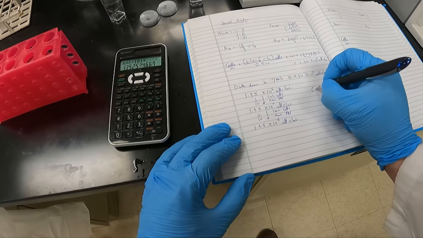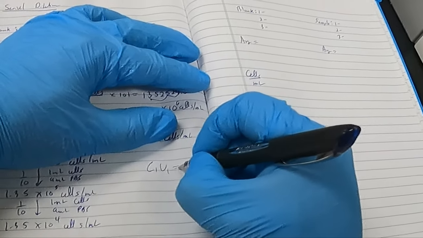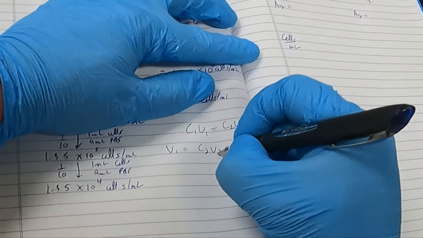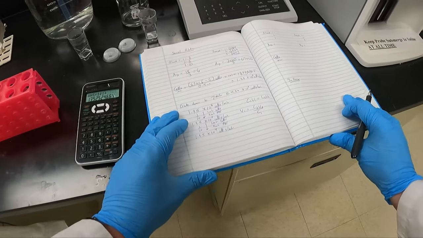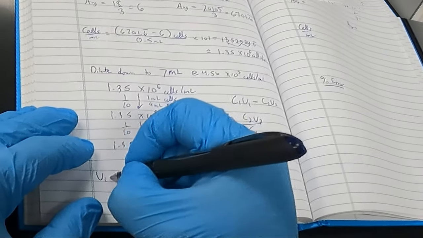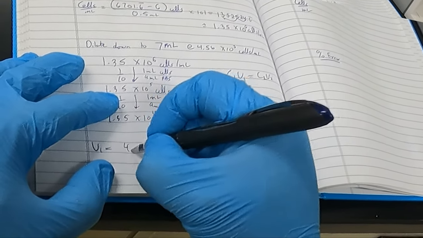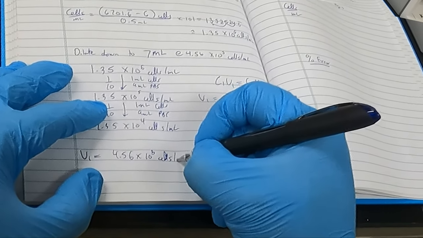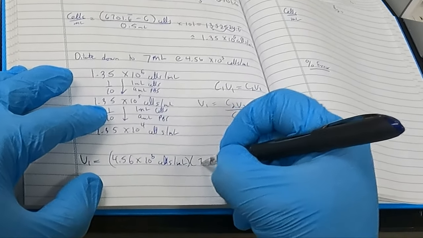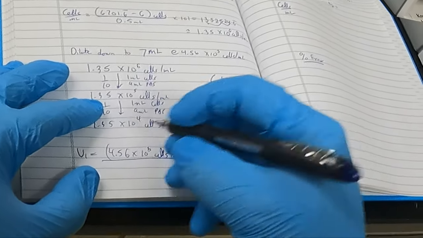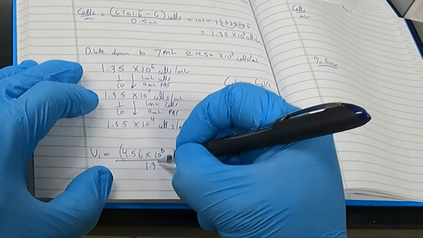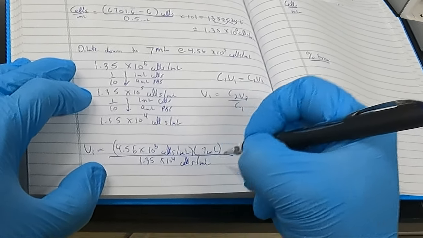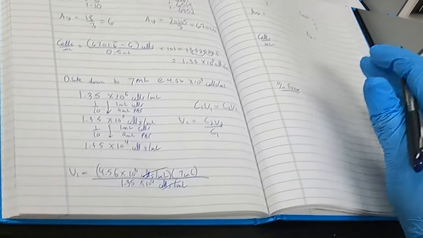Now that I have it in the ballpark, I will use C1V1 equals C2V2 to solve for my final dilution. What I want to know is how much of the 1.35 times 10 to the 4 I need, the V1. So I put down my C2, my final concentration, put down my final volume, 7 mils. I divide by the 1.35 times 10 to the 4. This will tell me the volume I need of that to create the correct dilution.